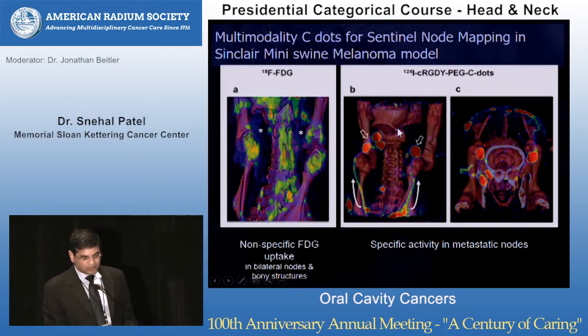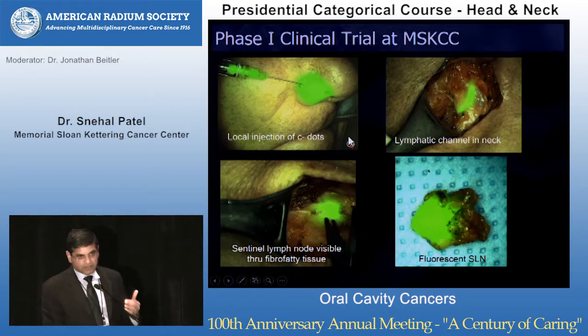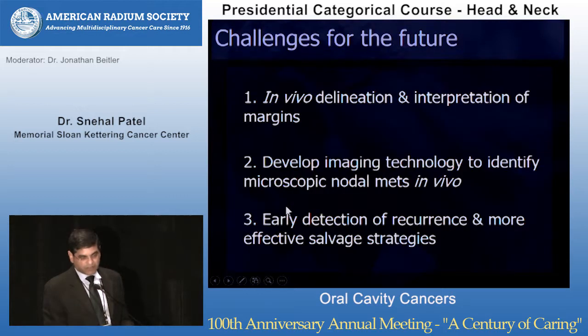One second. So basically, this is FDG PET, that's nonspecific. If you inject these C dots around the tumor, you can very specifically detect melanoma metastasis. This work has led to a phase 1 clinical trial in patients with melanoma where you can inject the fluorescent dye, look through tissue, and identify fluorescent sentinel nodes intraoperatively. So in terms of challenges, you're looking for in vivo delineation for both margins and metastases.